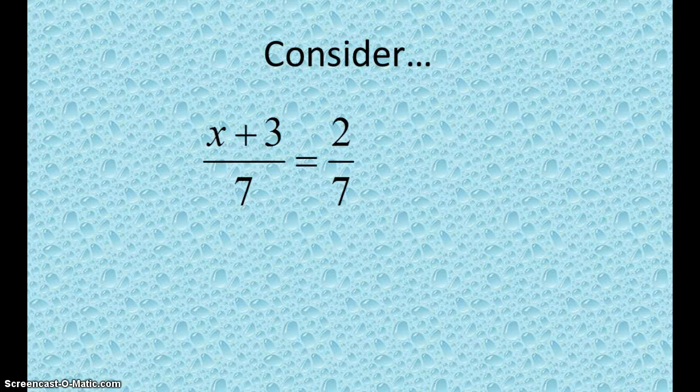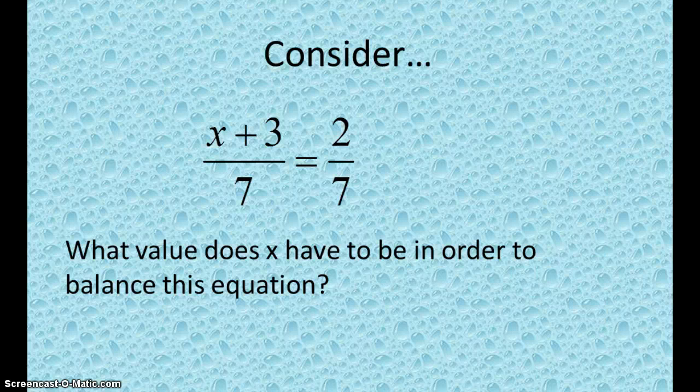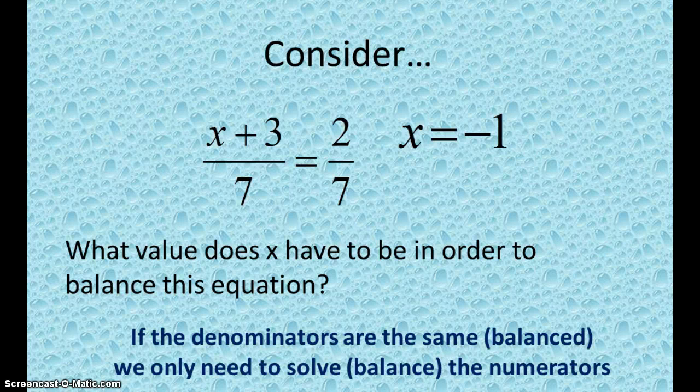How about this next one? X plus 3 divided by 7 is equal to 2 divided by 7. What value of x would make this equation balanced? Well, we want x plus 3 to say 2. So we can figure that out, and we're going to say, well, -1. -1 plus 3 is 2, and then I have 2 sevenths equals 2 sevenths. So think about this. What we're saying then is, if the denominators are the same, if they're already balanced, all we really have to do is figure out and solve the numerators, what's on the top.